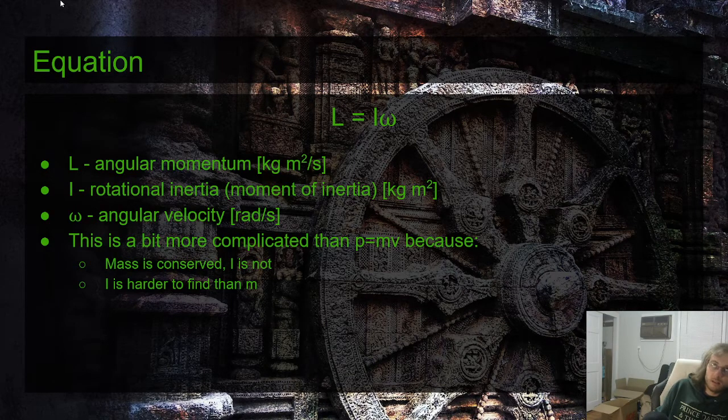The thing, and this is something that I've mentioned a few times, but I is harder to find than mass, and so this equation can get more complicated because of that. But then also mass is conserved, whereas moment of inertia is not conserved. It's not a constant quantity of the universe. So you can very easily change the moment of inertia for an object, even though it is very difficult to change the mass in a scenario.